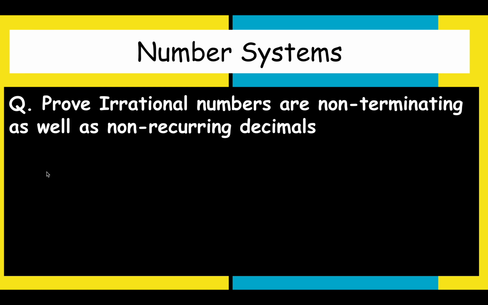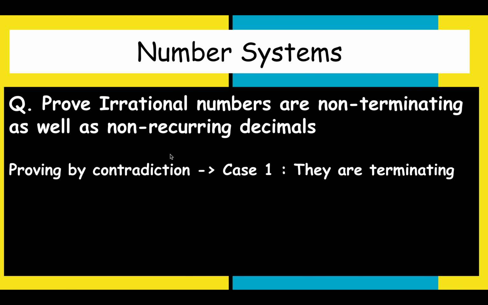In this video we will be proving that irrational numbers, when converted to decimals, are non-terminating as well as non-recurring decimals. So let's begin. We'll take case 1. We'll prove it by contradiction. We'll assume that there are some terminating decimals which are irrational numbers. So this is our first assumption.